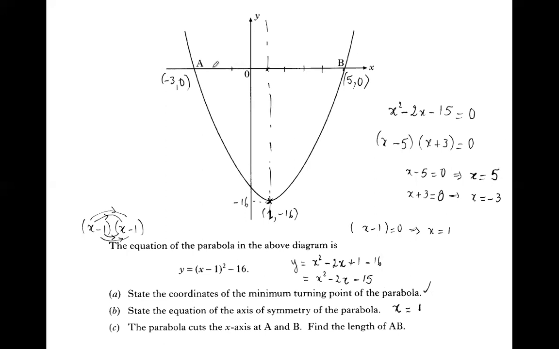So I've got 1, 2, 3, 4, 5, -1, -2, -3. What's the distance between these points? 1, 2, 3, 4, 5, 6, 7, 8. So the length of A and B is just 5 plus 3, which is 8. So it's 8 units. And that's your last mark there.